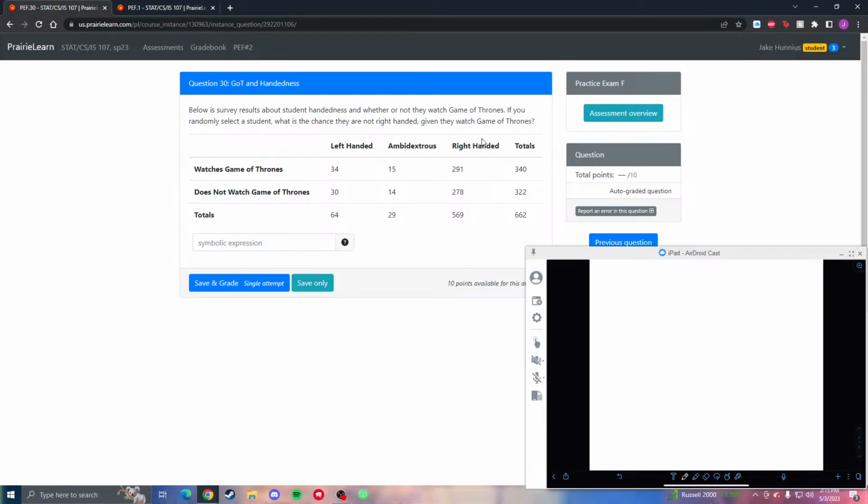And so the probability that they're not right-handed is you just take the 34 plus 15 to get 49. And then you just divide that by 340 because that's the total number of students who watch Game of Thrones. And you get 0.144. And then to double check the work, we can do 291 over 340. That's the number of students who watch Game of Thrones. And then just do 1 minus that. And we also get 0.144.